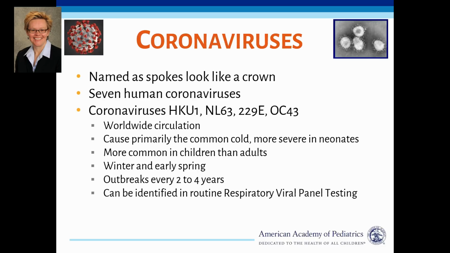And one of the important things to note is these are viruses that have been able to be identified in normal routine respiratory viral panels that many of you may do in your offices or in your hospitals. So these common coronaviruses are in worldwide circulation. They primarily cause the common cold that may be more severe in neonates. These coronaviruses are often more common in children than adults, and they do have a seasonality during the winter and early spring. We seem to have outbreaks every 2 to 4 years.